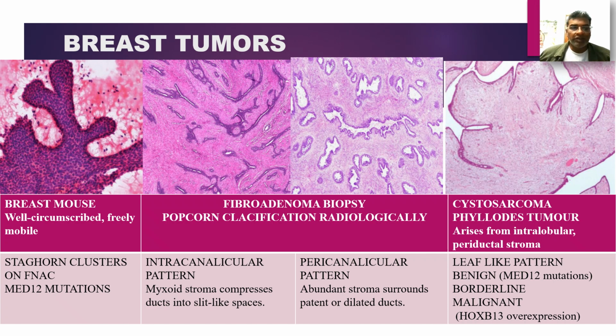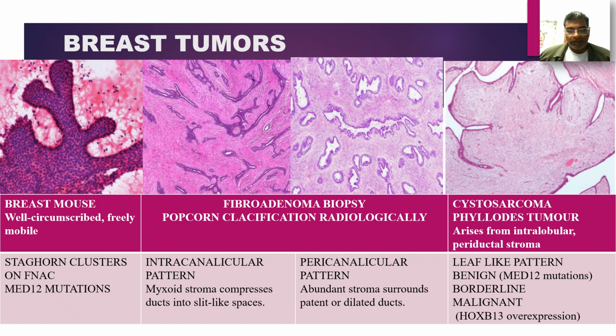Coming to the breast tumors, there is one tumor called breast mouse or fibroadenoma of the breast, which is a very well circumscribed lesion, well defined, freely mobile. It can be present in all the quadrants, and it will show MED12 mutations. On FNAC of the breast mouse, we will be able to appreciate on microscopy Stag-Horn clusters of cells. This is the characteristic feature of this breast mouse or fibroadenoma.